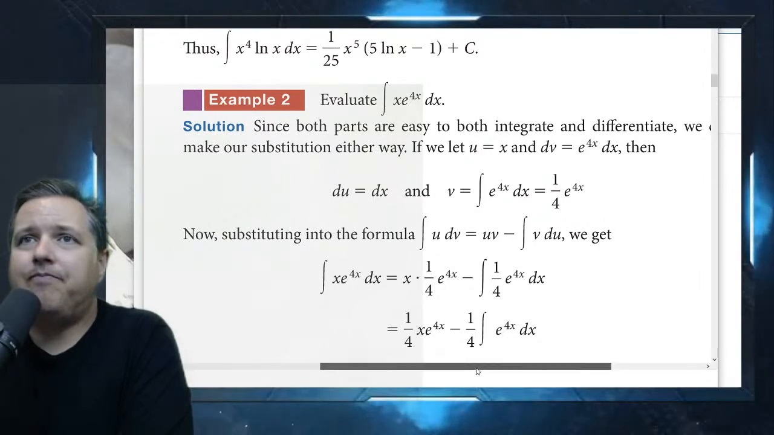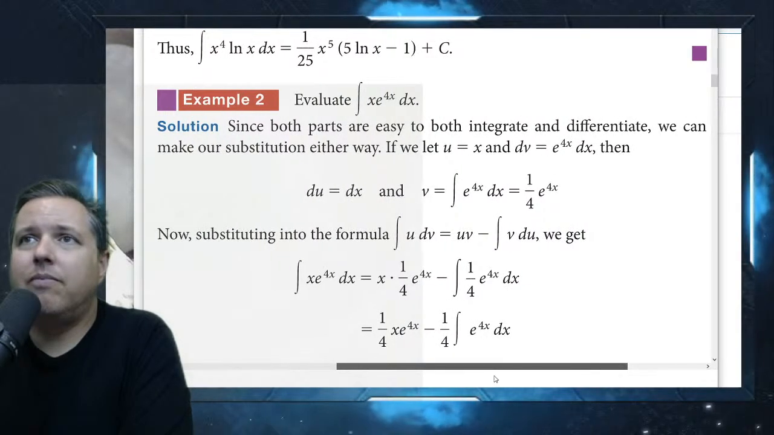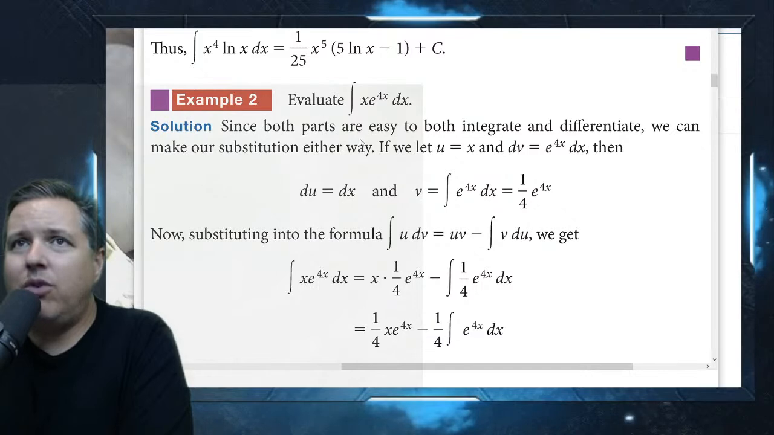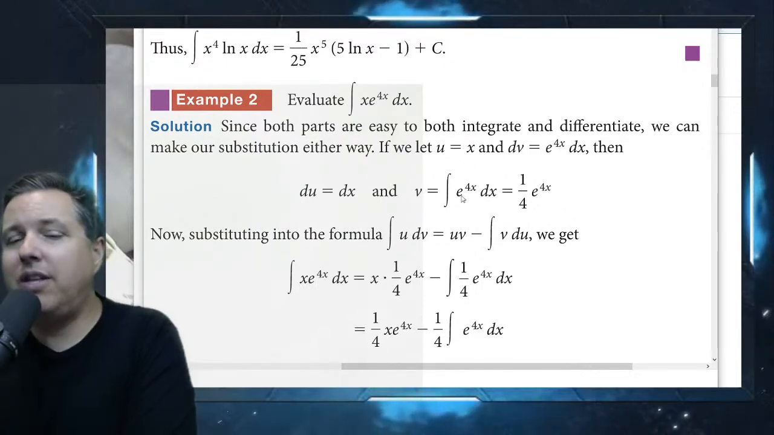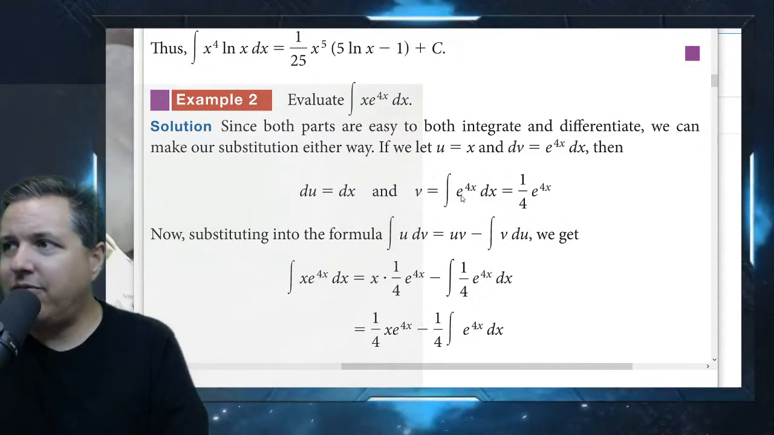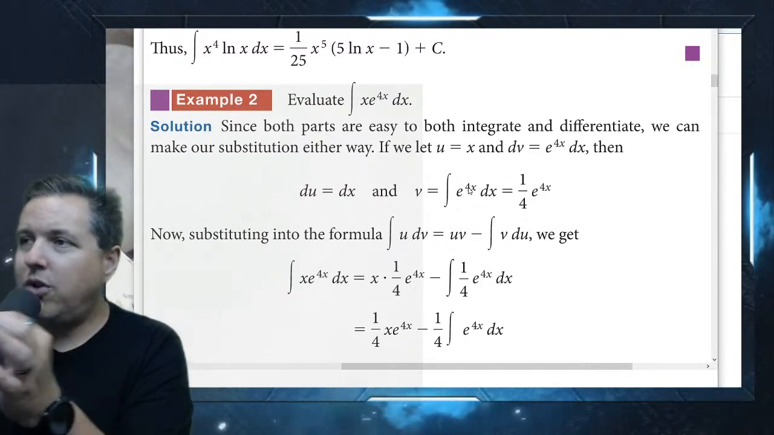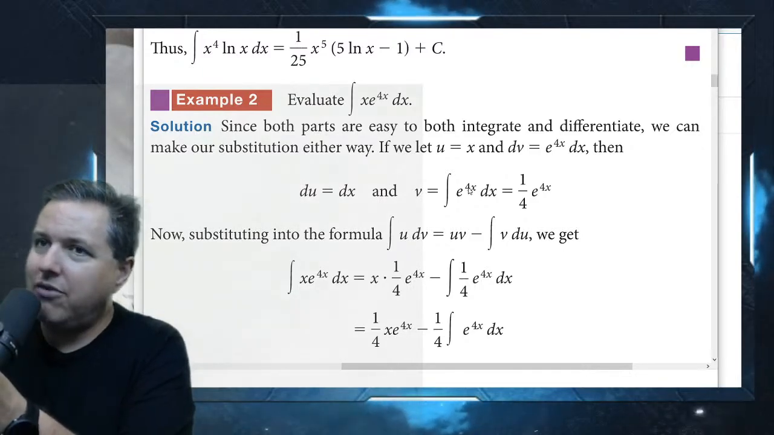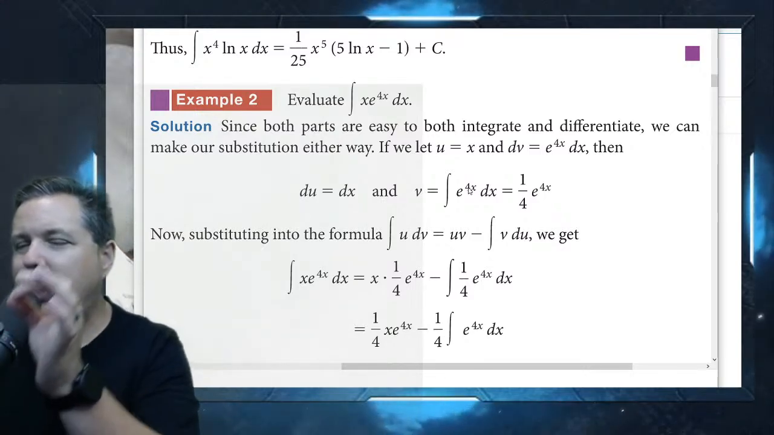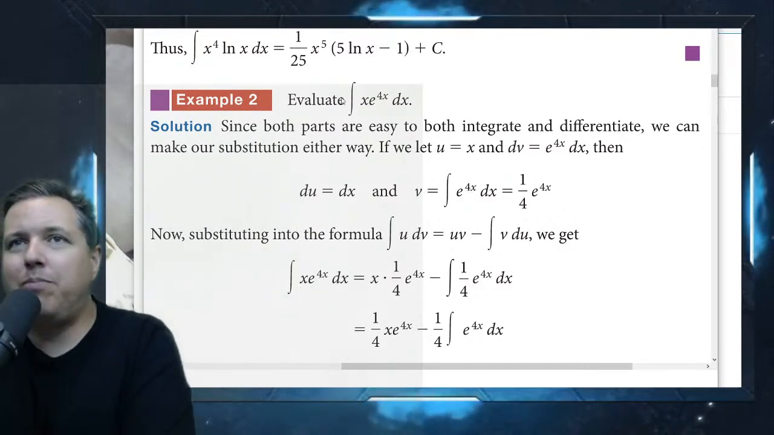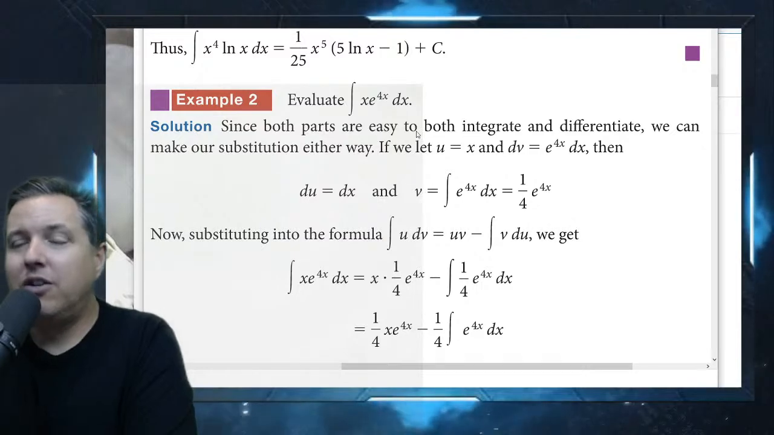So here, this is a case where it works out pretty well either way when you make your substitutions. So they're saying if we let u equal x and dv equal e to the 4x dx, we're going to be okay, because both of these things are easy to integrate and easy to differentiate, right? Because when you pick your u, you differentiate it to get du. When you pick your dv, you integrate it to get v. So sometimes you want to think about which part is easy to integrate and which part is easy to differentiate. But in this case, they're both easy to integrate and differentiate.